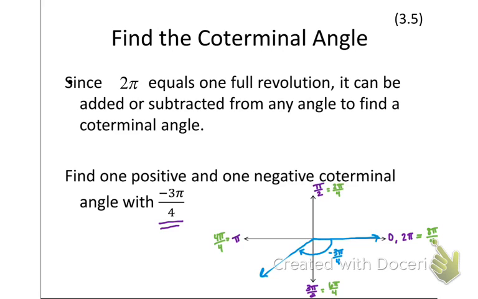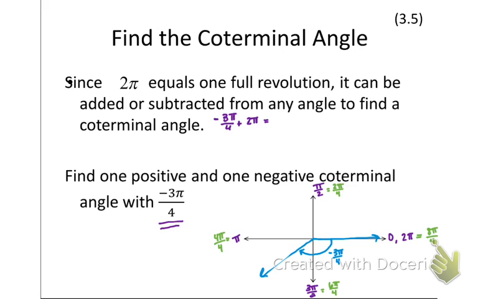Now, just like in degrees, we are adding and subtracting increments of 360 degrees to find coterminal angles. Well, we can do the same thing with this negative 3 pi over 4, but by adding or subtracting 2 pi, since 2 pi equals 1 full revolution. So we'll go ahead and find the positive coterminal. We'll start by adding 2 pi to negative 3 pi over 4.